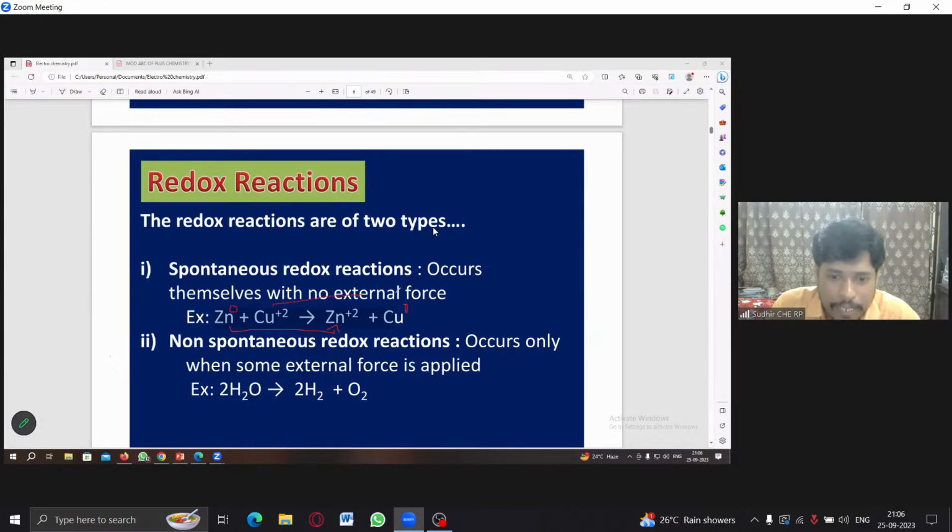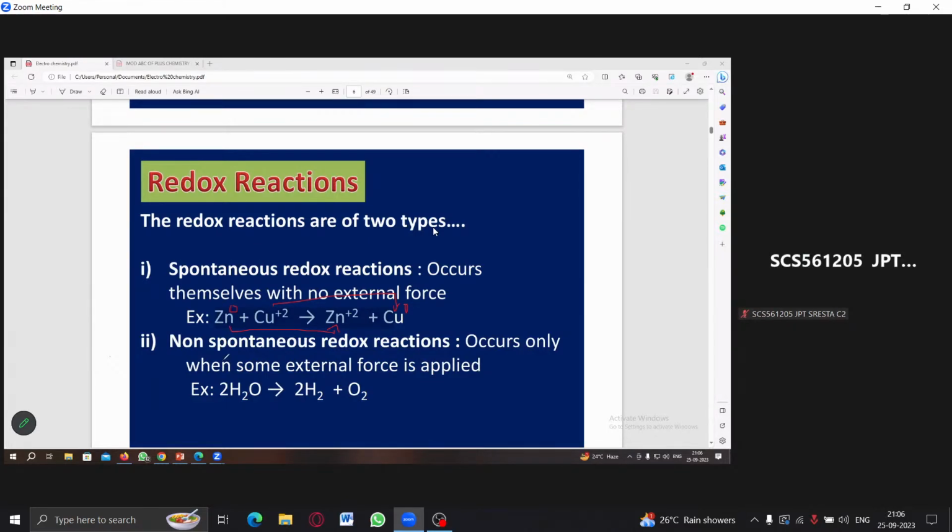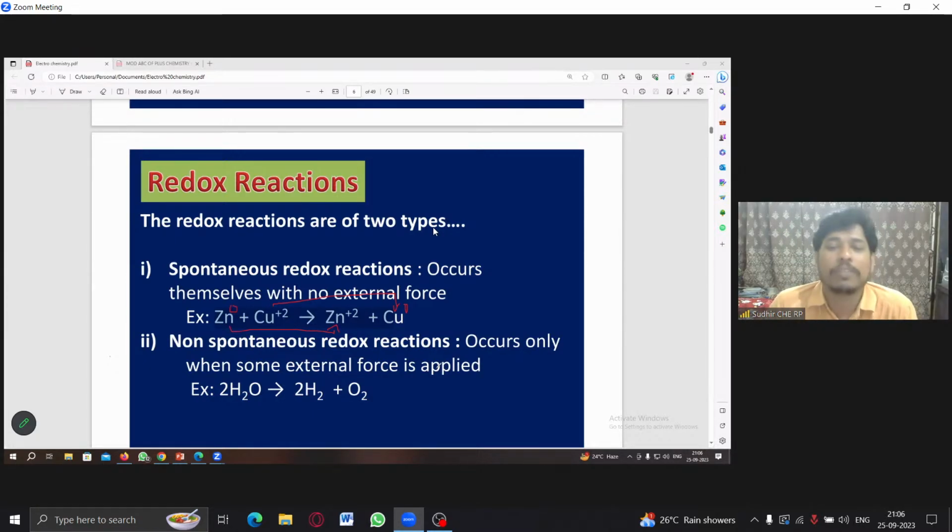And next, copper is involved in the reduction process. Now you tell me, in the same example, is zinc acting as a reducing agent or an oxidizing agent? Reducing agent. Very good. It is the reducing agent, and copper is obviously acting as an oxidizing agent. Yes, very good. And the last point for today's class: non-spontaneous redox reactions.